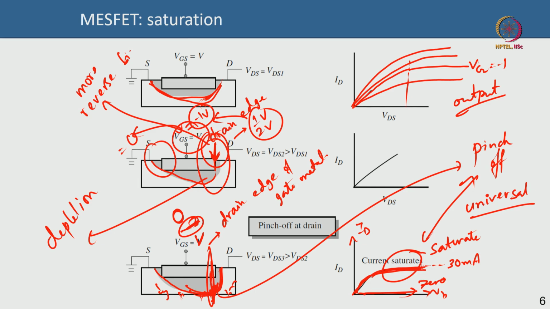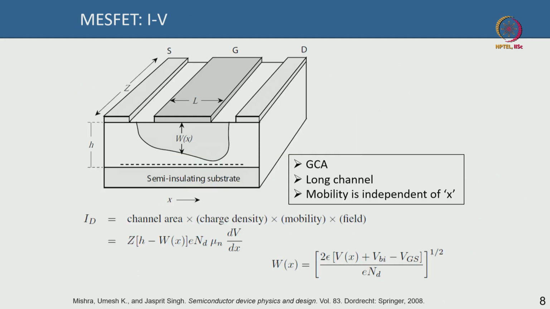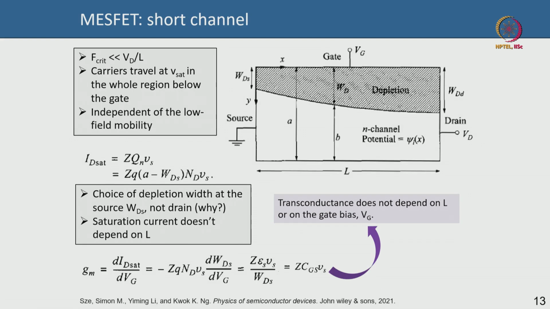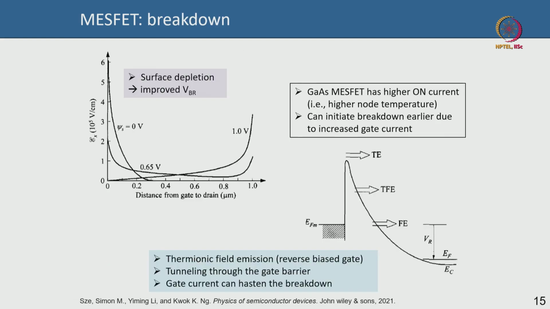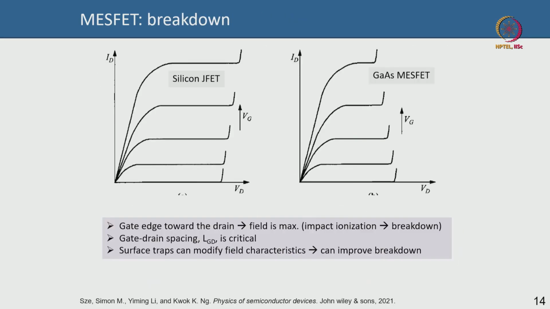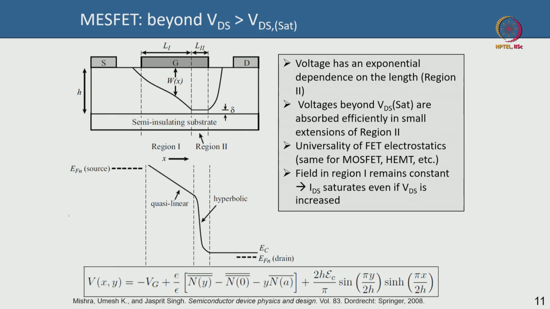How is it possible that the channel thickness has become 0 and the current has not gone to 0, but the current has saturated? So, it is very important to understand the physics underlying this. I will quickly come to the derivation, but first I will come to the point where you have the channel pinch off and the universality of the current saturation. So, I will come back to the slides.